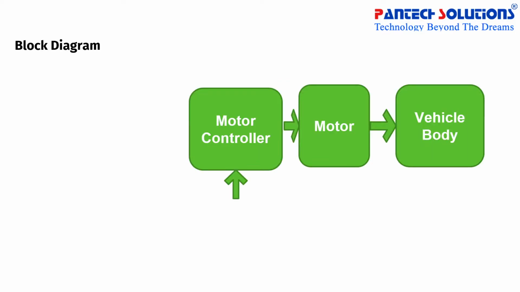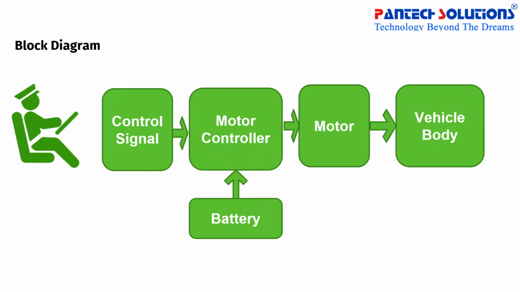Okay, so the next thing, the block diagram. This is one block diagram of the electrical vehicle. What are the things here? One is the driver. The driver is the main part of the electrical vehicle. The driver needs to generate the control signals, and we give the control signals to the motor controlling part.